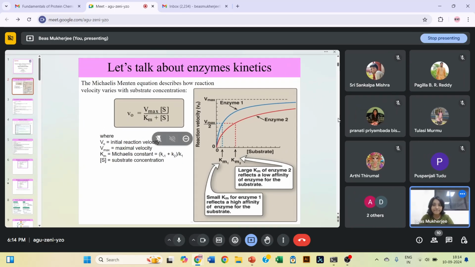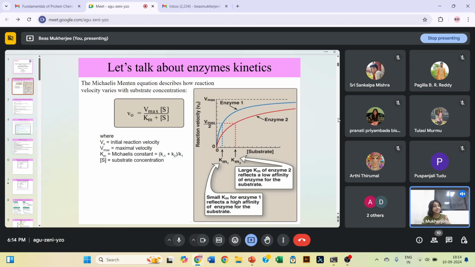Okay, so the first thing about enzyme kinetics is the Michaelis-Menten equation. Now, Michaelis and Menten are two scientists who described the velocity with which a reaction proceeds with respect to the substrate concentration. Okay, so V naught is the initial velocity. Now, mind that they are only talking about initial velocity and not the final velocity or the velocity at the intermediate stage. So it is only initial velocity.